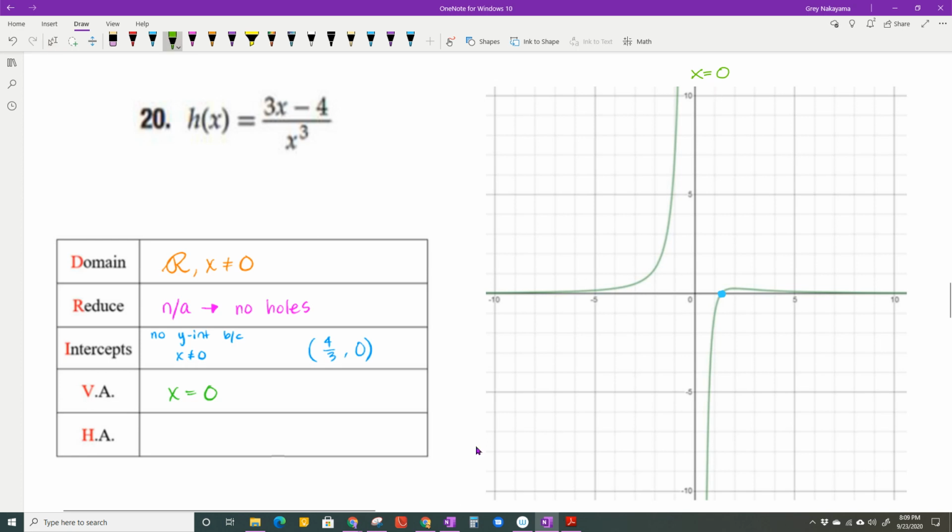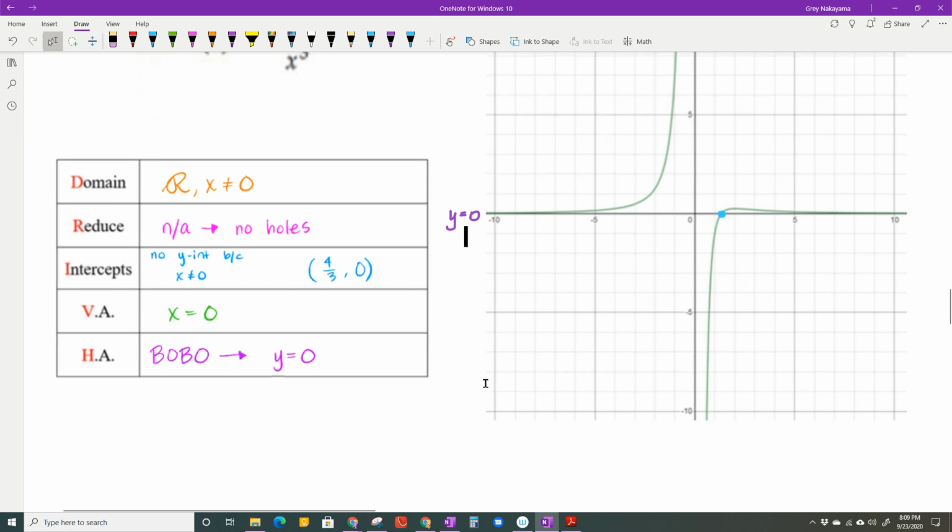And the horizontal asymptote, it is a degree of 1 here, a degree of 3 here. So it means it's bigger on bottom, or BOBO. Bigger on bottom, that O means y equals 0 is our asymptote. So my other asymptote would be here. And again, sometimes it's hard to see, and again, I told you, it can cross a horizontal asymptote. It can never cross a vertical asymptote. So just keep that in mind.